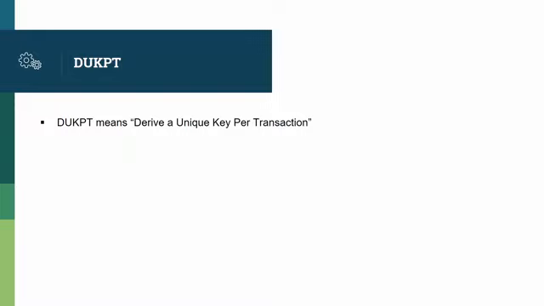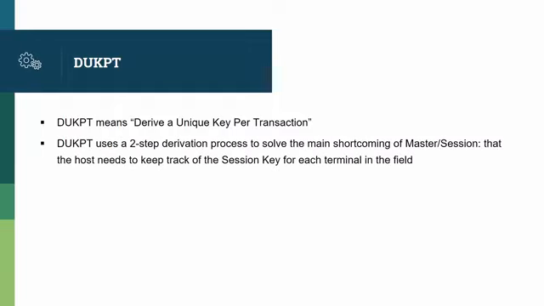The other method used with terminals is DUKPT. DUKPT means derive a unique key per transaction. It uses a two-step derivation process to solve the main shortcoming of master session, which is that the host needs to keep track of the session key for each terminal in the field. It is not rare that terminals and hosts get out of sync with master session and that terminals need to be resynced.